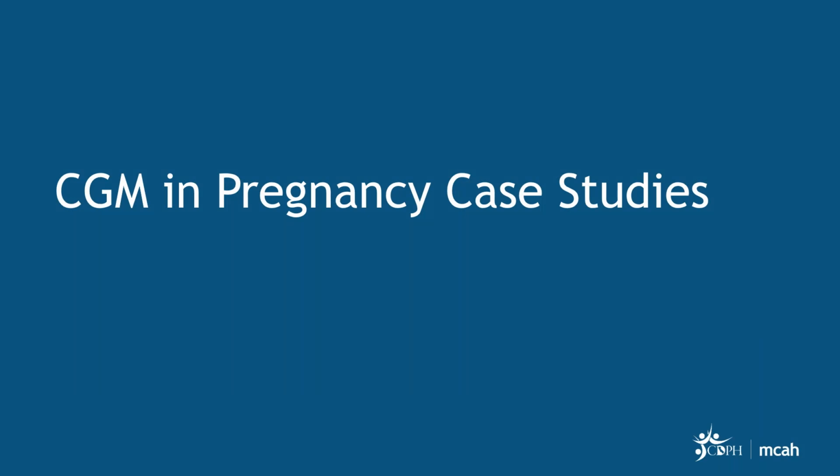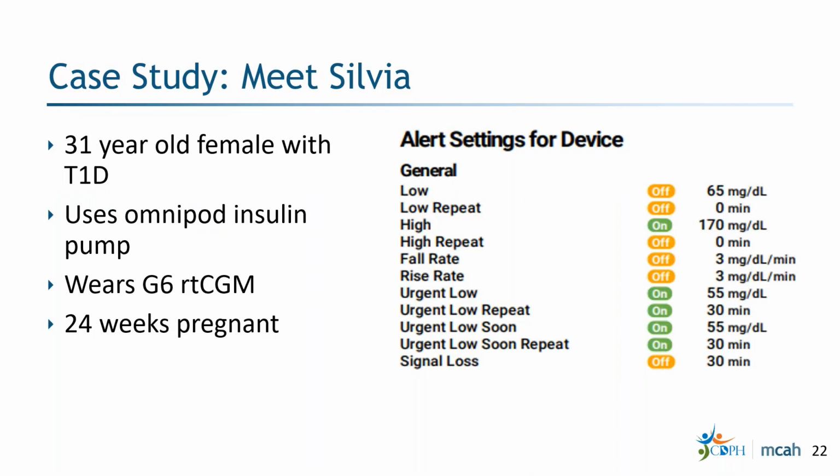So with that, let's go ahead and talk about some case studies in pregnancy. And I want to start off by introducing Sylvia, who is a 31-year-old female with type 1 diabetes, and she is actually wearing an insulin pump. She's wearing the Omnipod. She also wears the G6 CGM, and she's currently 24 weeks pregnant. And this pump does not work directly, meaning it does not communicate, at least at this time, directly with the G6 CGM. But she does have both devices to be able to see her readings and facilitate insulin delivery.